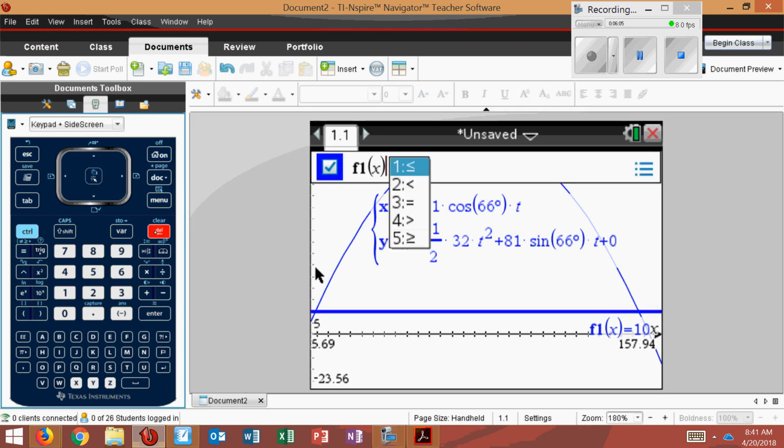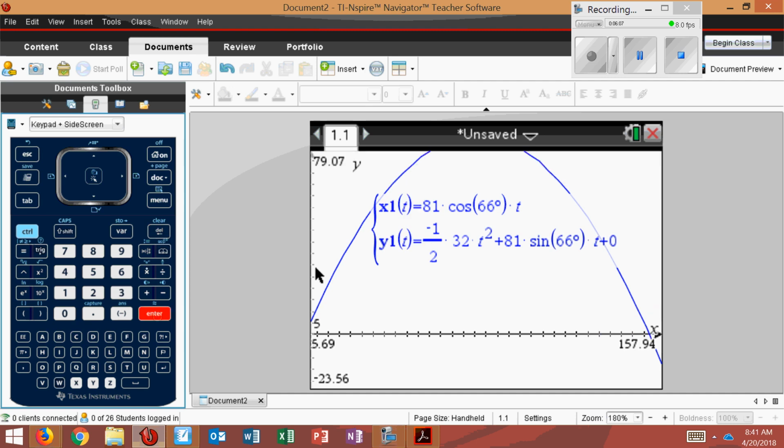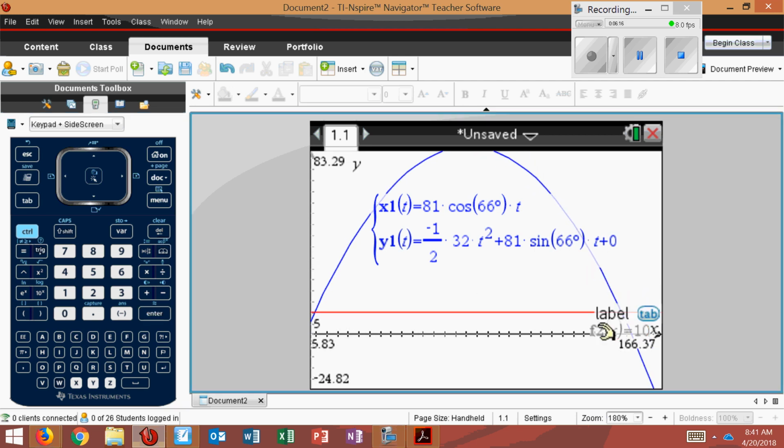I'll take it from this equation, and I will put it down on this equation. This way it'll be red. Okay, this represents the height of the goalpost. Now we want to know how far away this is when they cross.